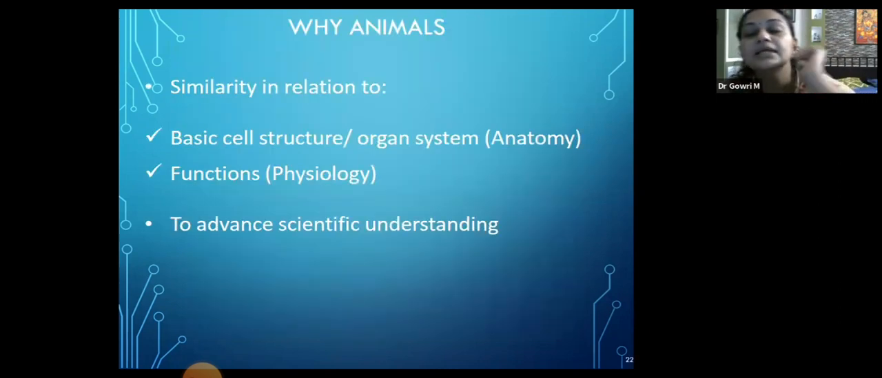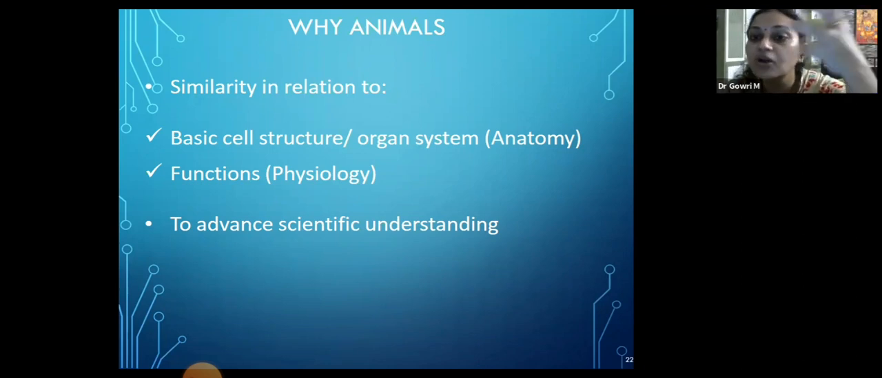Next, going to experimental pharmacology. You know that experimental pharmacology deals with animal studies. Why are we choosing animals for such studies? Why not other organisms, not reptiles? Why don't we do it in humans itself? Because animals have a similarity. The basic cell structure and organ systems will be similar. When you take the heart of the frog and the heart of humans, the contractions and all are similar.